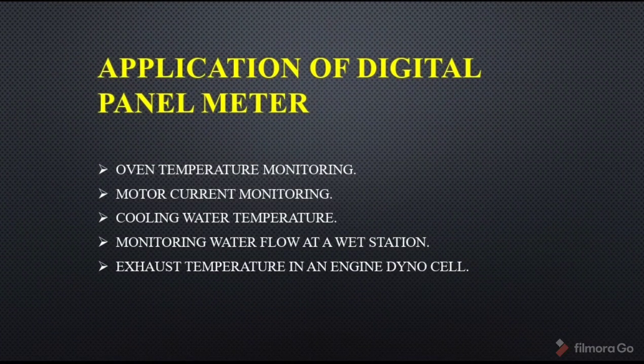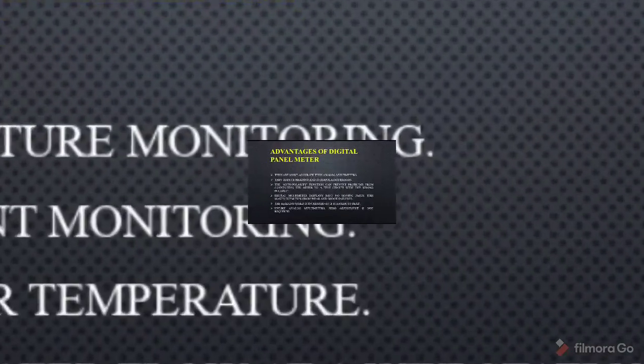So what is the application of digital panel meter? It is used in ovens for temperature monitoring. It is used in motors for current monitoring. It is used in cooling water temperature. It is used for monitoring water flow at wet stations, etc.